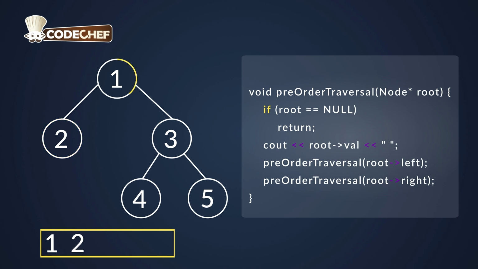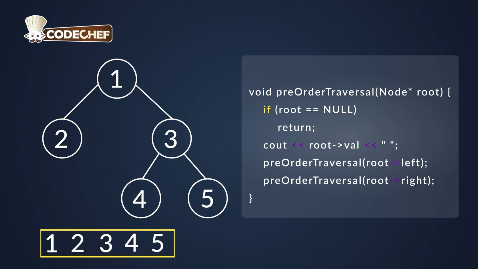Now we go back up to 1 and then down to the right, which is 3. We add 3 to our list. From 3, we go down to the left again, to 4. We write 4 down. Finally, we go down to the right from 3 to 5. We add 5 to our list. So the pre-order list for this tree is 1, 2, 3, 4, 5.